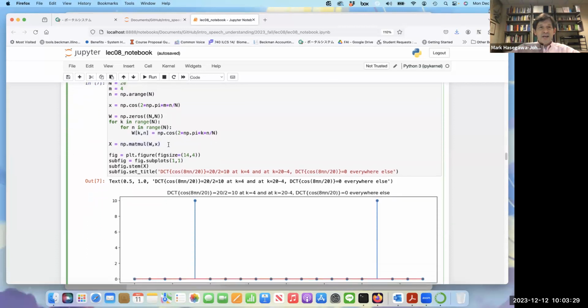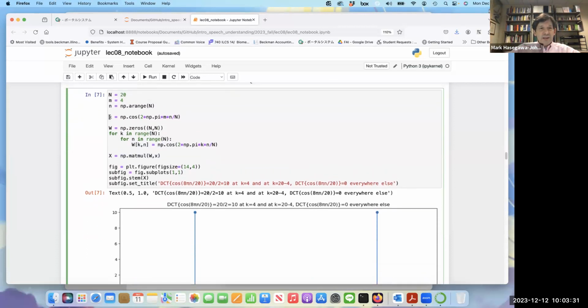And so if my input little x is a pure tone at just one frequency at little m equals 4, then the result will be that capital X will be non-zero only in the 4th row, and every other row will be 0.